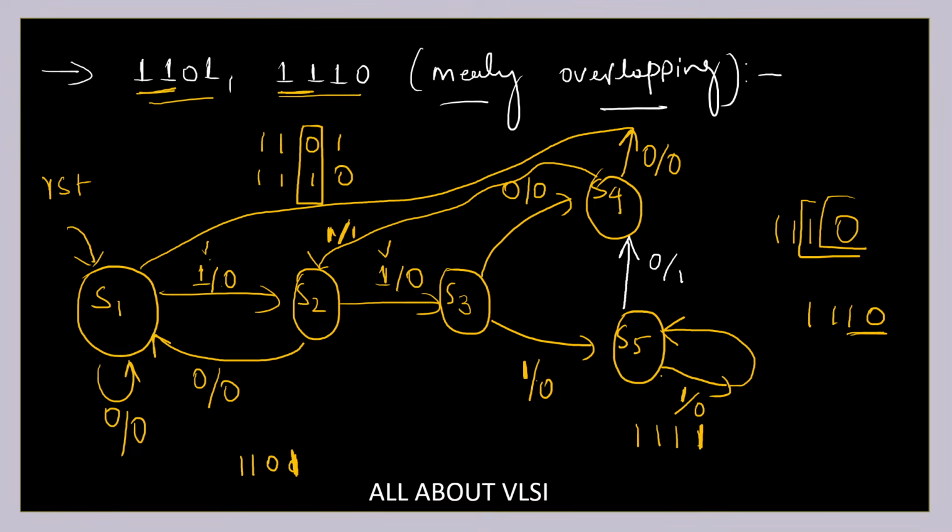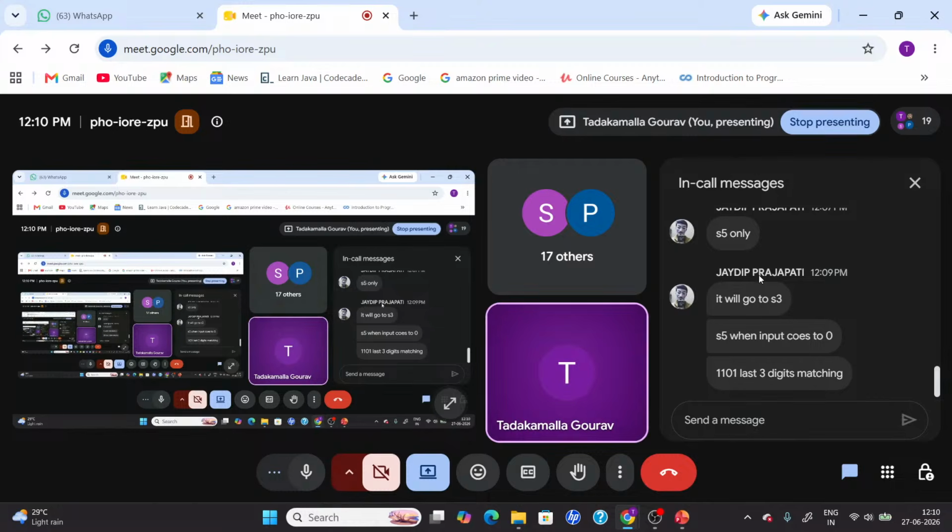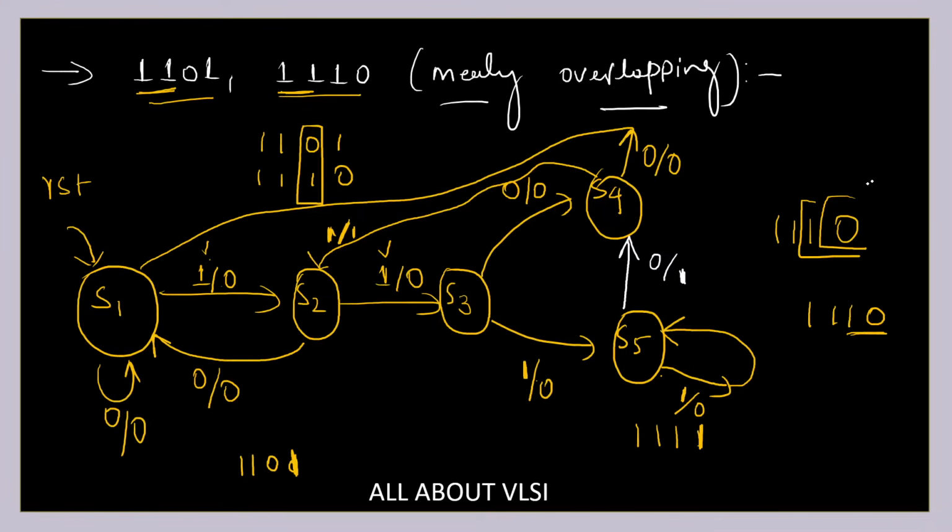If my input is equal to 0, output is equal to 1. So here we got 1 1 1, and if I get 0, my sequence is getting matched, and I can use this 1 1 0 because my sequence is having 1 1 0. So I can simply go to S4 state. I can use this 1 1 0 and I can go to S4 state.